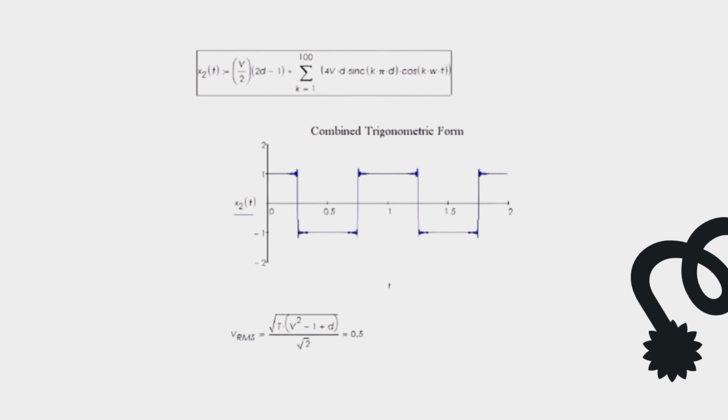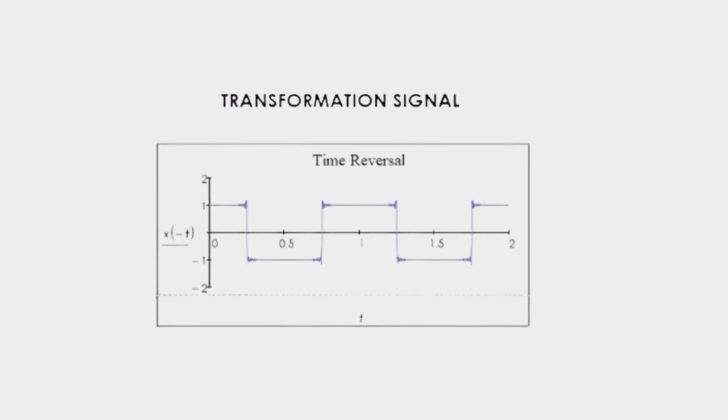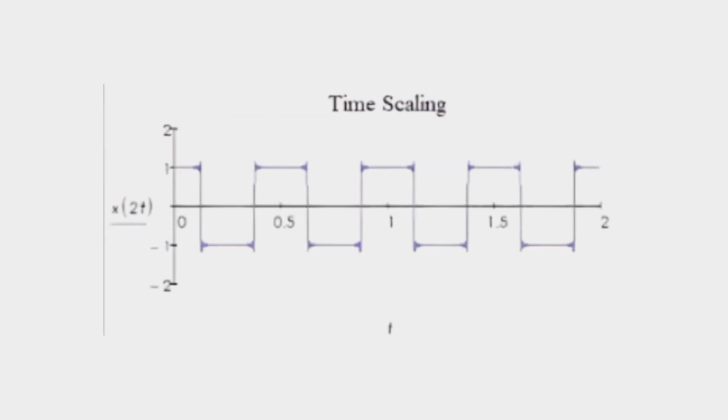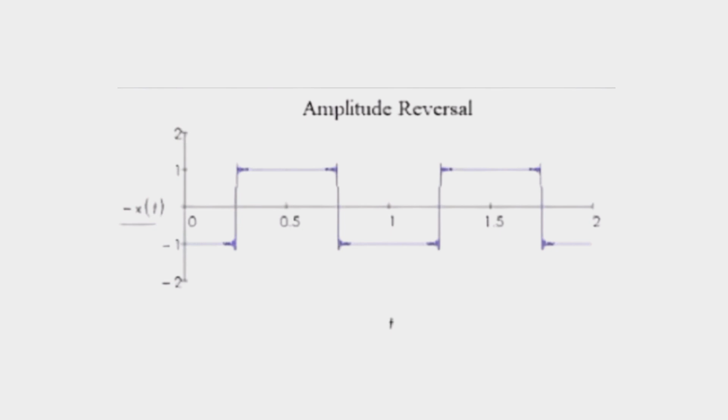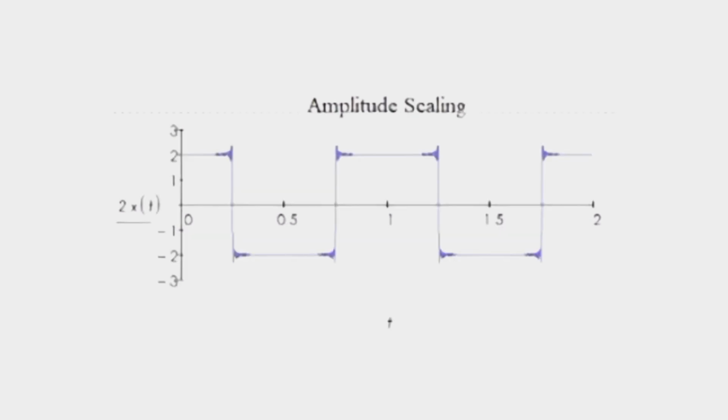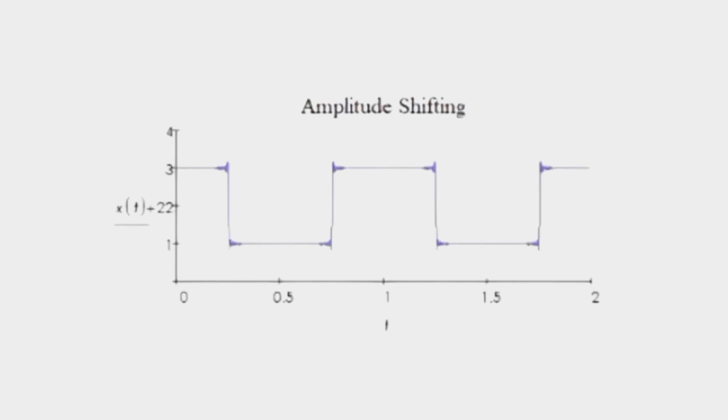So for the VRMS, VRMS is equal to the square root of T times V squared minus 1 plus T over square root of 2, which is equal to 0.5. So here is the transformation of the signal. It is the transformation of the signal in time reversal, time scaling, time shifting, amplitude reversal, amplitude scaling, and amplitude shifting.